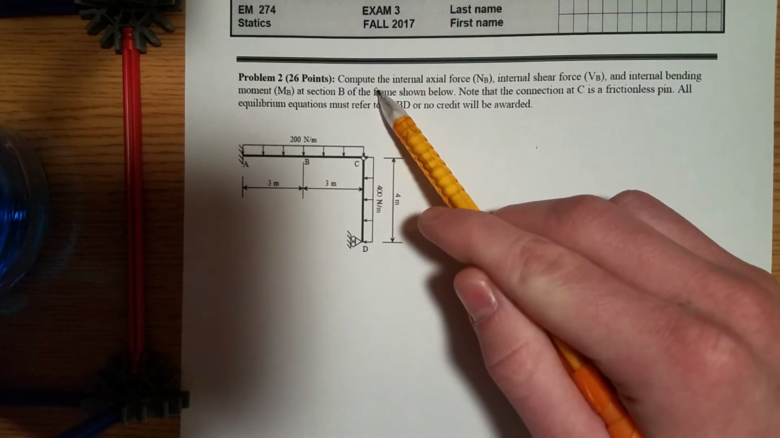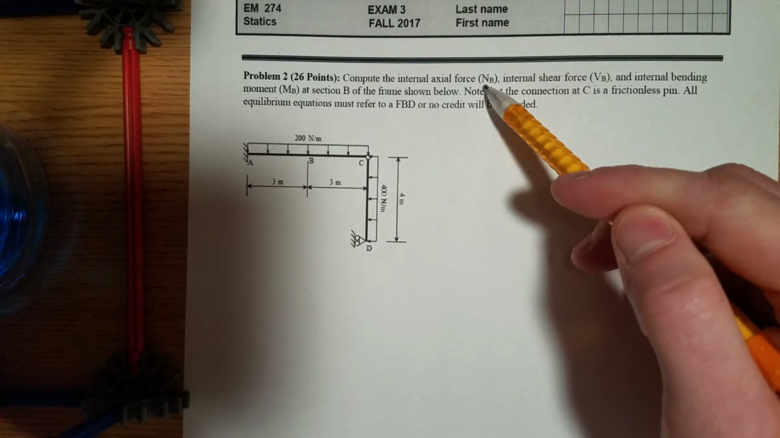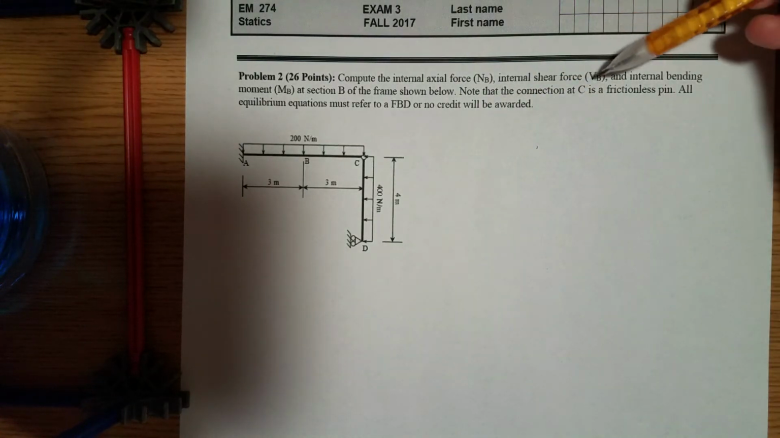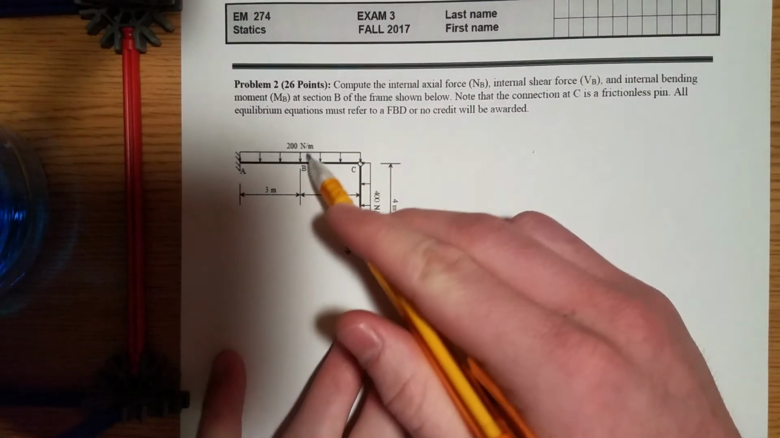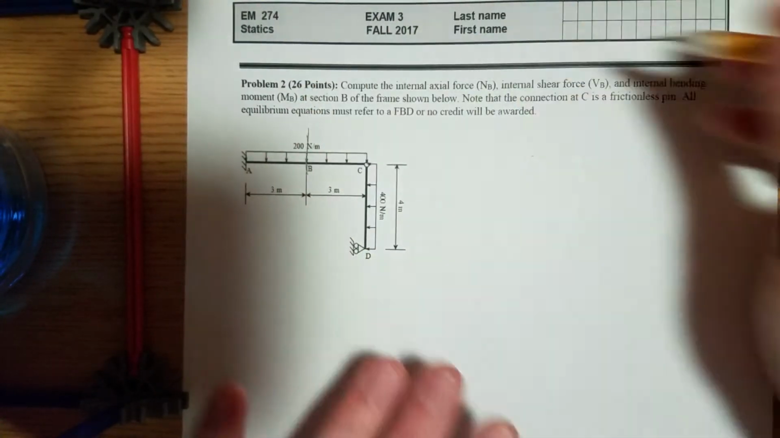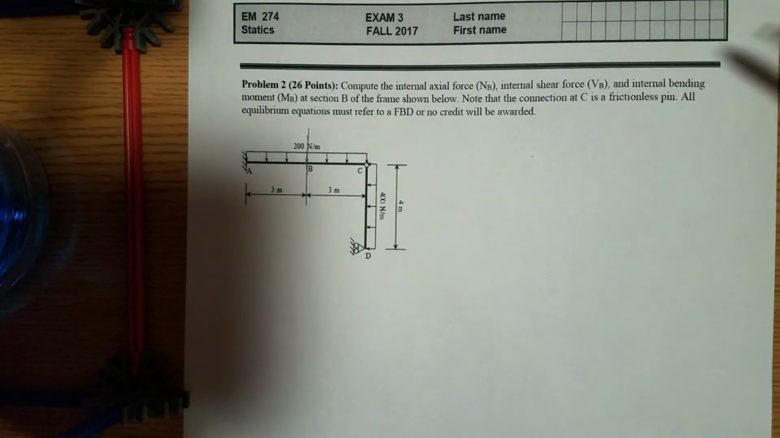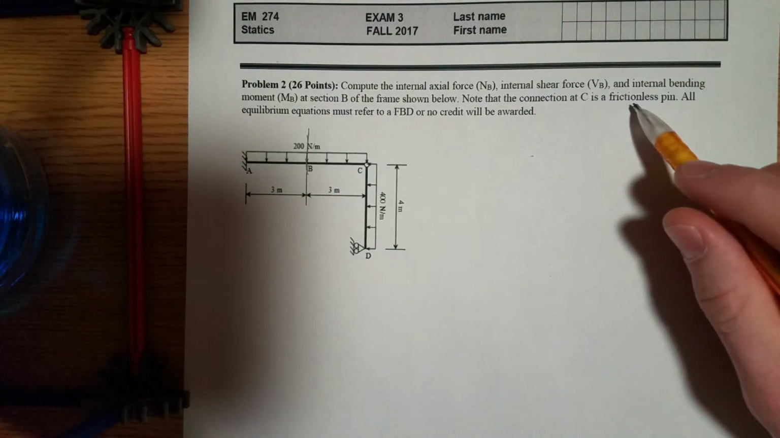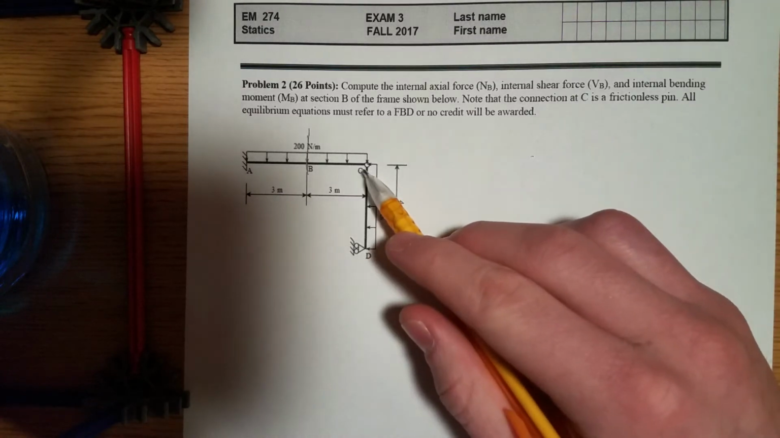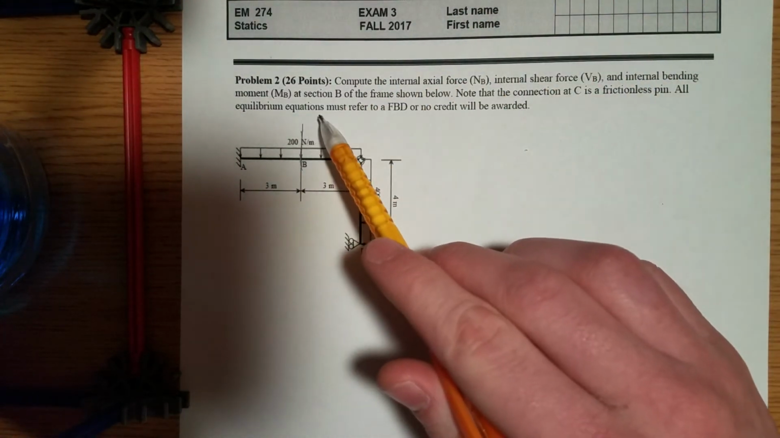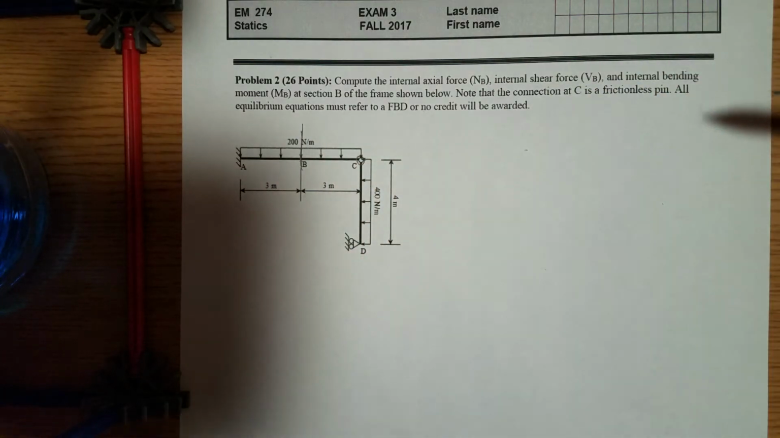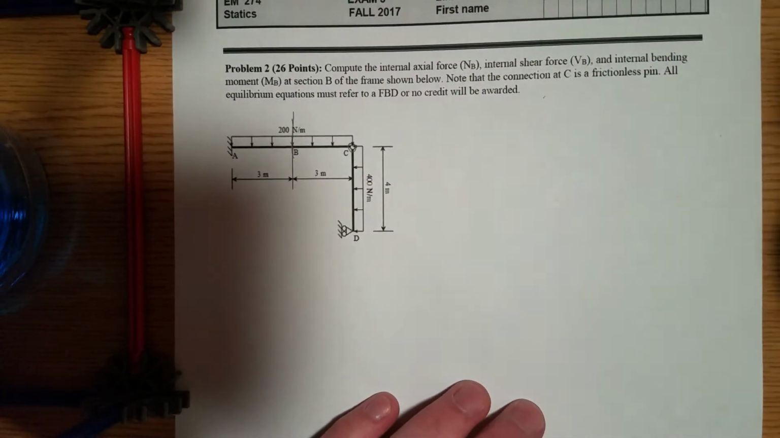So the problem says compute the internal axial force NB, the internal shear force VB, and internal bending moment MB at section B. I'll just draw a little line through that. For the frame shown below, note that the connection at C is a frictionless pin right here at C. That's cool. And all equilibrium equations must refer to a free body diagram or no credit will be awarded. Well, that's pretty standard.